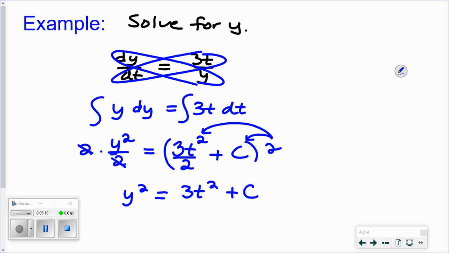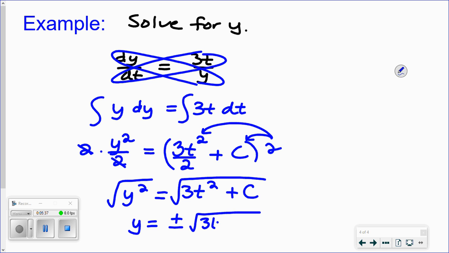We're almost there. We still haven't solved for y, though. To undo the y squared, we'll now square root both sides. And remember, when you square root both sides, you get 2 solutions. So we've got to put a positive and a negative in front of our square root.